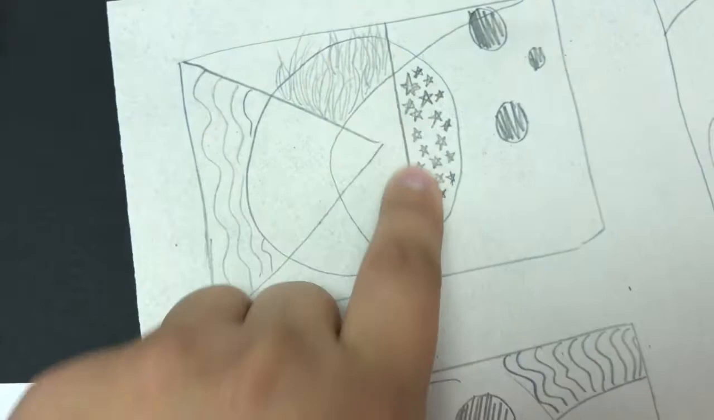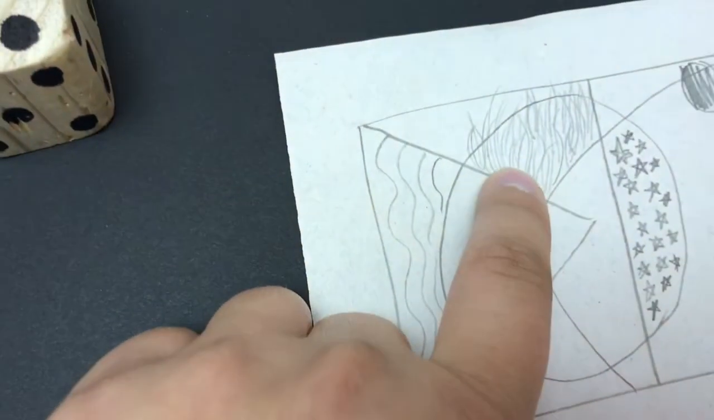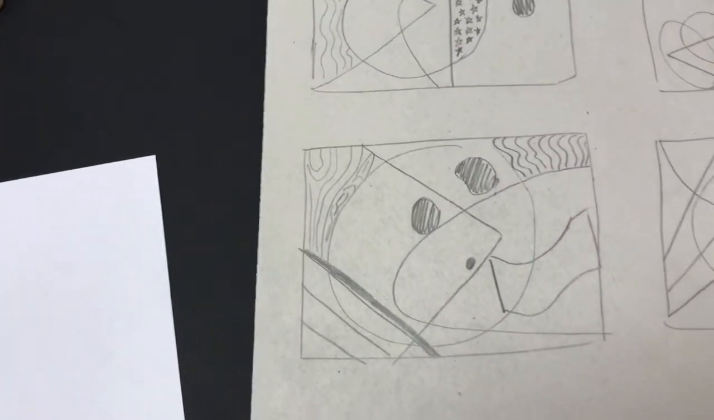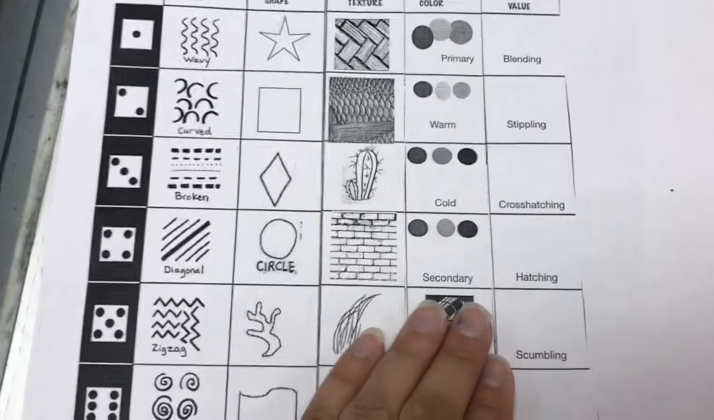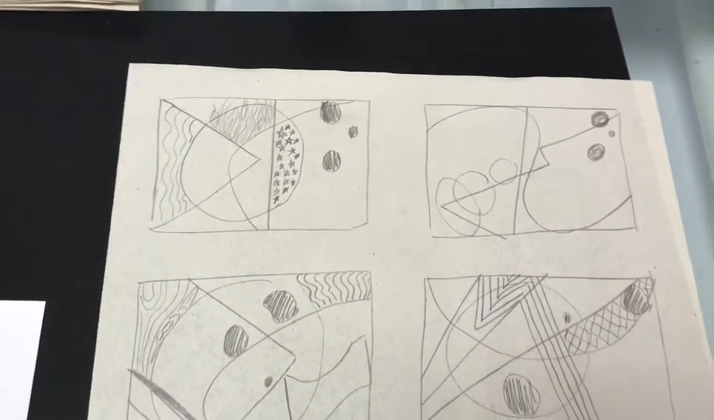I rolled another 1, so I filled in another section with stars. Then I rolled a 5, so I filled in a section with little hair marks. And this will work for all 5 of your drawings. You can roll each time 3 rolls for each of your drawings. This is what it will begin to look like.